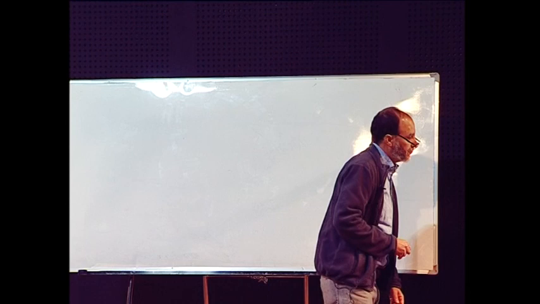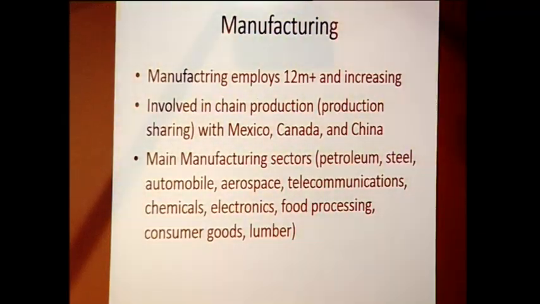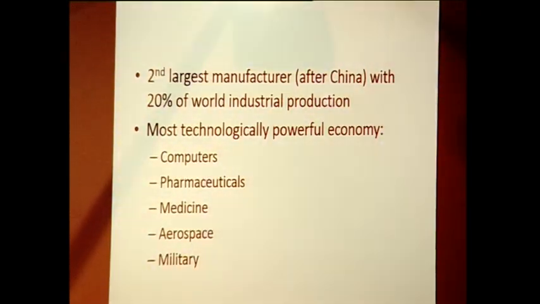The main manufacturing sectors in the United States are petroleum, steel, automobile, aerospace, telecommunications, chemicals, electronics, food processing, consumer goods, and lumber. So it's a diversified sector. It's not just one or two small sectors. Now, the US is the second largest manufacturer after China.